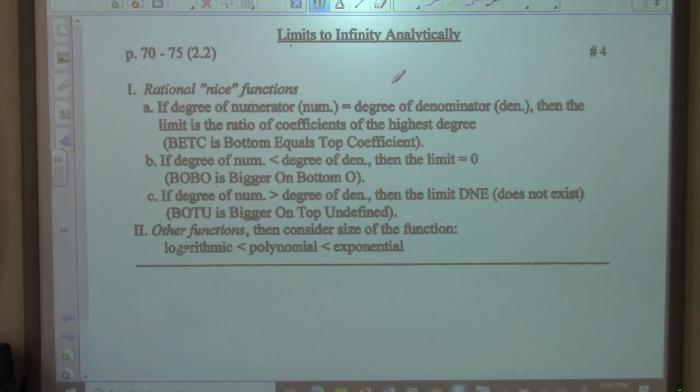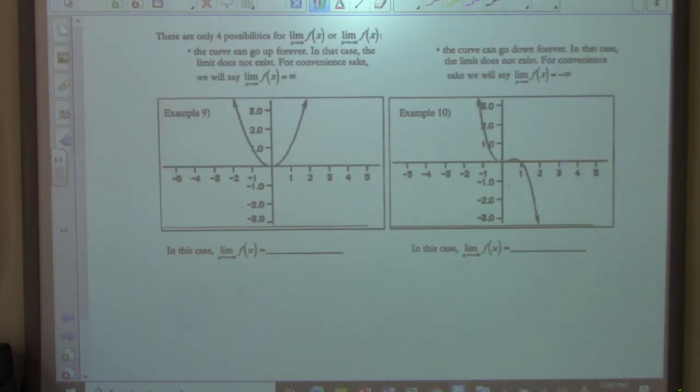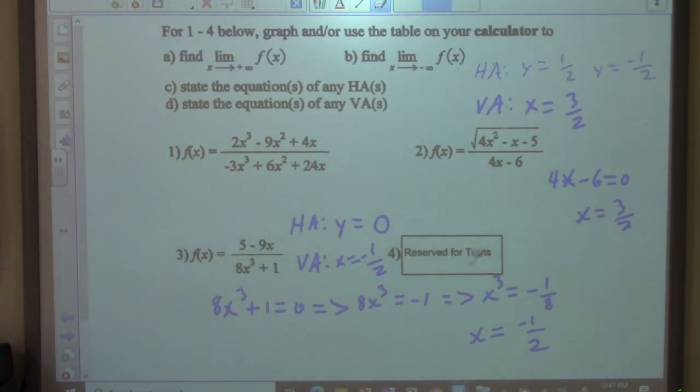Then on number 4, we have something that I talked to you about. This is called Betsy Bobo Botu. And what this is, I'm going to go ahead and apply Betsy Bobo Botu. And Betsy means if the powers are the same on top and bottom, then if bottom equals top, we use the coefficients. If we're bigger on bottom, then the asymptote is 0, and if we're bigger on top, we're undefined. So let's go back and look at these, and we're going to do these real fast just by looking at these ones we looked at earlier using Betsy Bobo Botu. And so here we are, and we're going to use Betsy Bobo Botu to find our horizontal asymptotes for these.